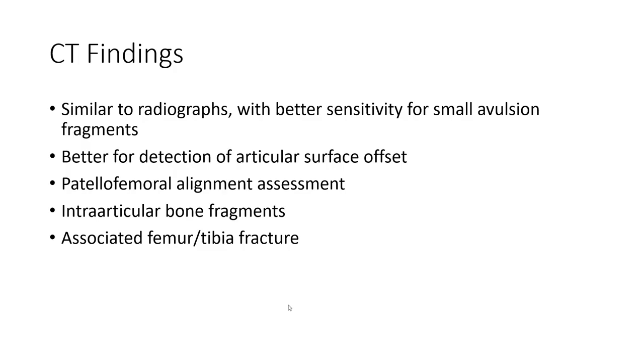CT findings are similar to radiograph, with better sensitivity for small avulsion fragments and better for the degree of articular surface offset. Assess patellofemoral alignment, intra-articular bone fragments, and associated femur or tibia fracture.